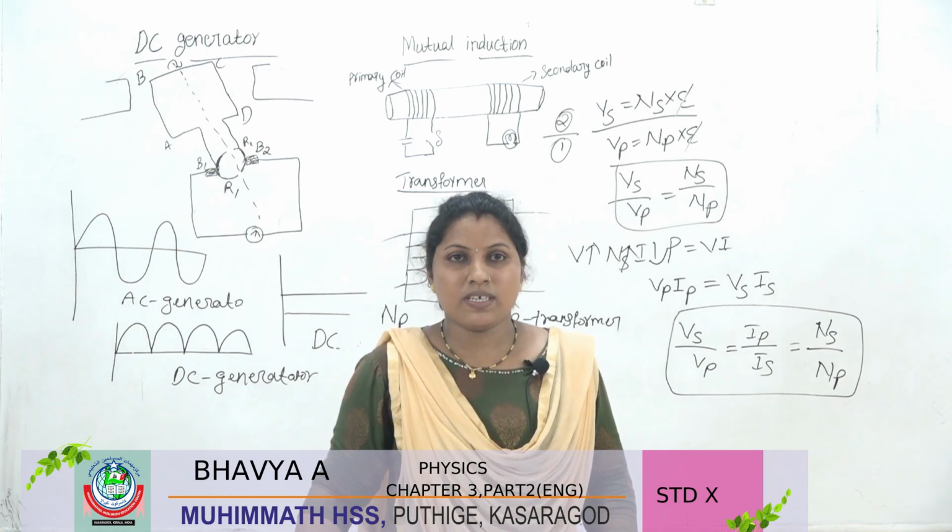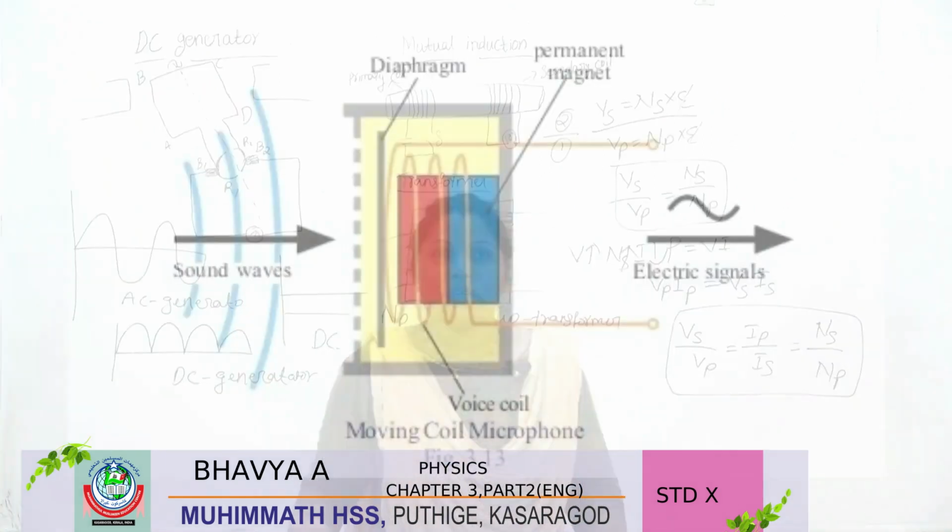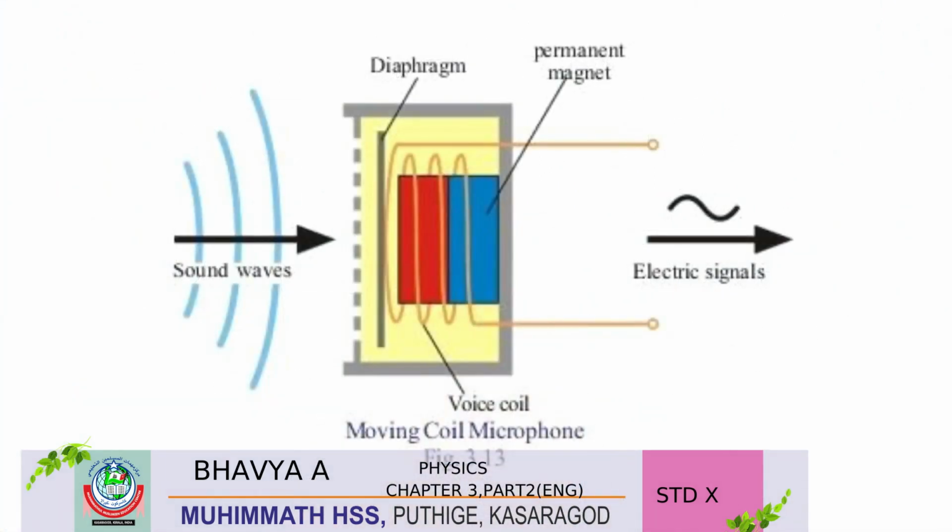See their picture, moving coil microphone. So these are the parts of a moving coil microphone. First sound enters. The parts of the moving coil microphone are diaphragm, voice coil, and permanent magnet. The voice coil exists between the permanent magnet.